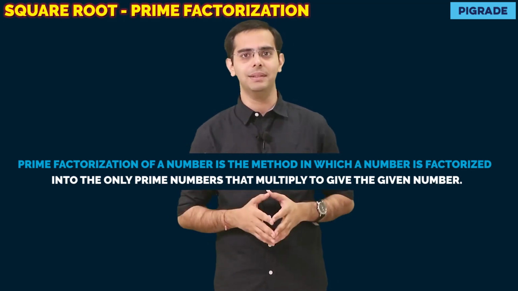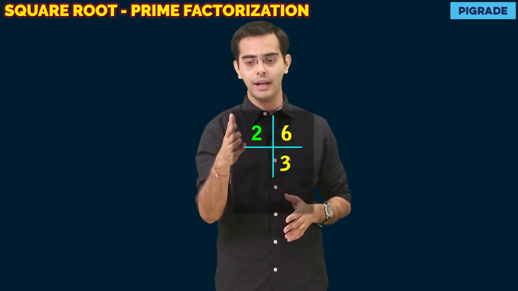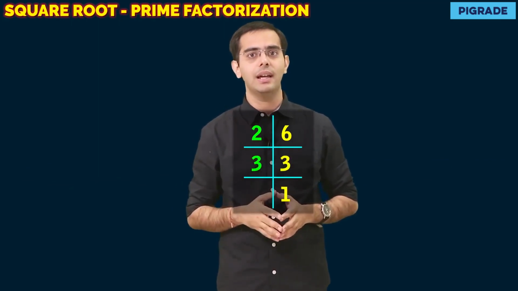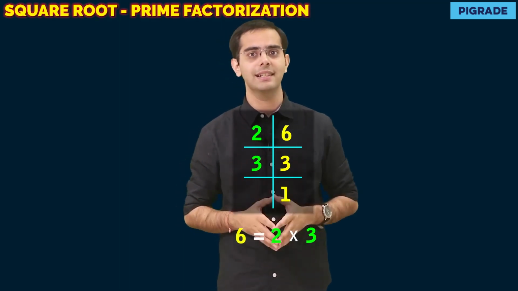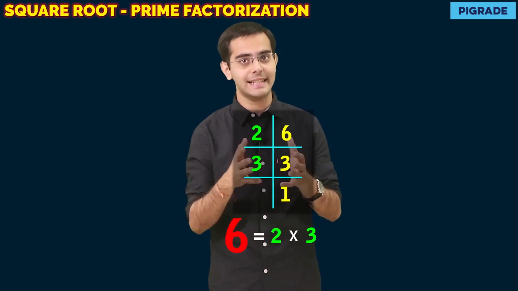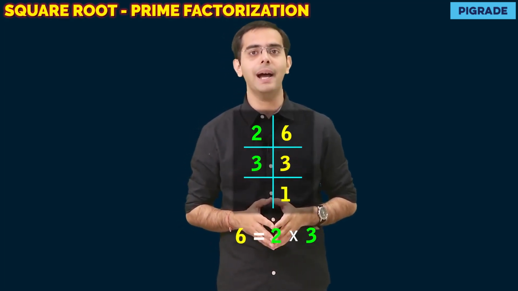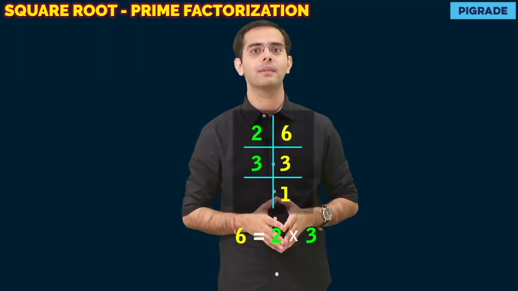Let's take an example. So for example, what are the prime factors of the number 6? So they are 2 and 3. And that's because 2 multiplied by 3 gives us 6. So the prime factorization of 6 is 6 equals 2 multiplied by 3, where 2 and 3 are prime numbers.